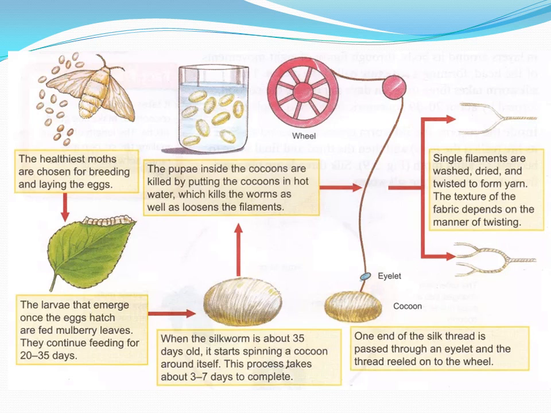After extraction, the single filaments are washed, dried and twisted to form the yarn. The texture of the fabric depends upon the manner of twisting, the way in which you twist. So I hope that through this video you are able to understand the life cycle of the silk moth as well as the processing of silk. So thank you so much.